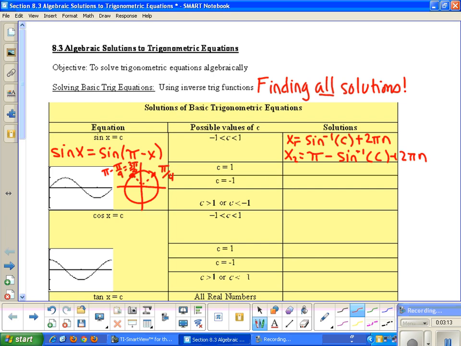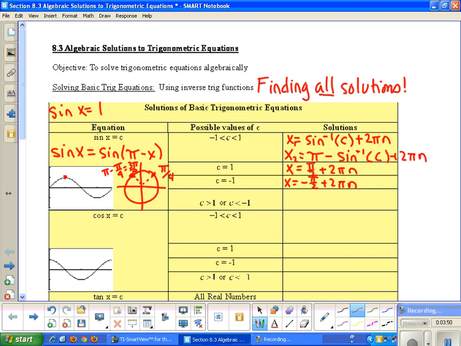Now, when c is equal to 1 or negative 1, so if the sine of x is equal to 1, or if it was negative 1, notice that it only has one solution because it only hits once on my graph. We know from our unit circle that x is equal to pi over 2 plus 2 pi n. If it's negative 1, then x would be equal to 3 pi over 2, or instead of saying 3 pi over 2, we can also use negative pi over 2. So in this case, I'm going to use negative pi over 2 plus 2 pi n. And again, you can use 3 pi over 2.